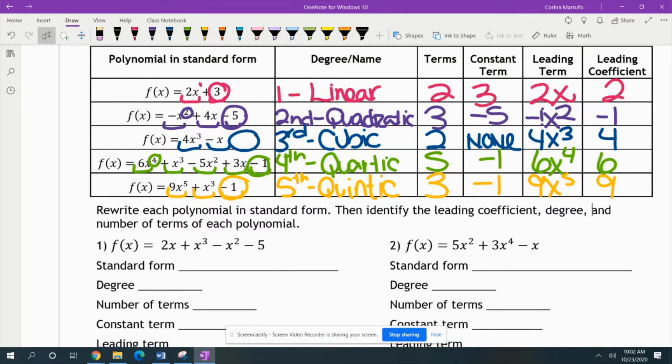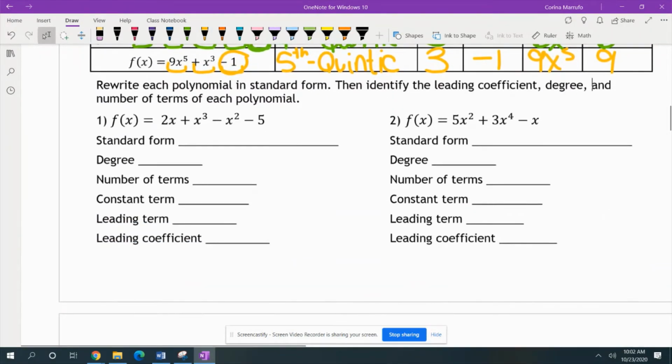Okay, so let's go ahead and try some on our own. It says rewrite each polynomial in standard form, then identify the leading coefficient, degree, and number of terms of each polynomial. Okay, so first we need to write this in standard form. So we write f of x equals. And then we start with the highest degree. So the biggest one here is x to the 3rd power. And then the next one would be the x squared, but it does say minus x squared. So I'm going to put here minus x squared. Then we have the 2x, so plus 2x. It's a positive 2x, that's why I put the plus. At the very end, we have minus 5.